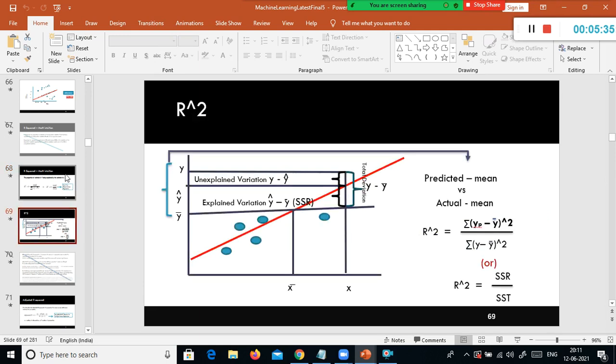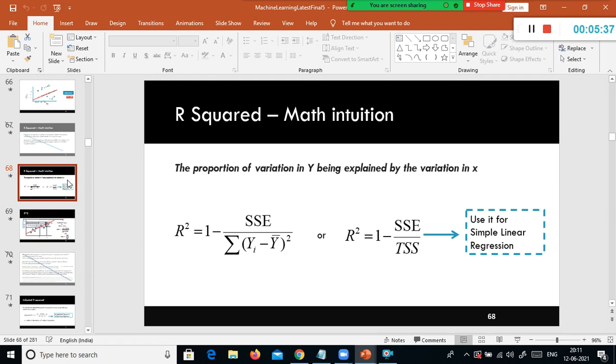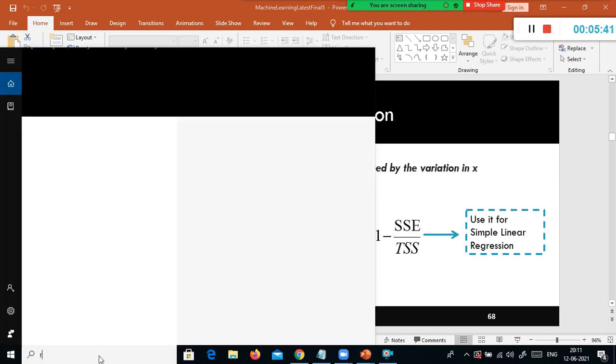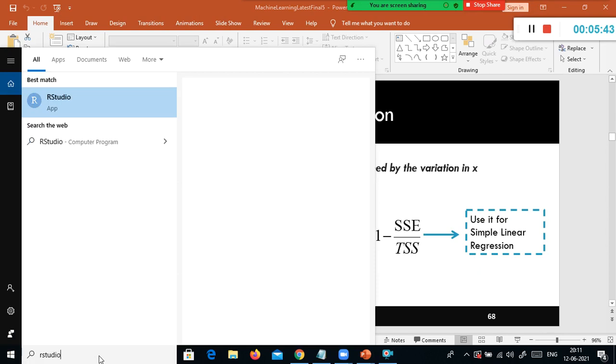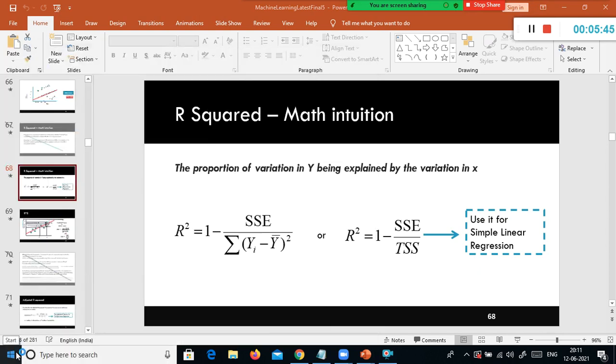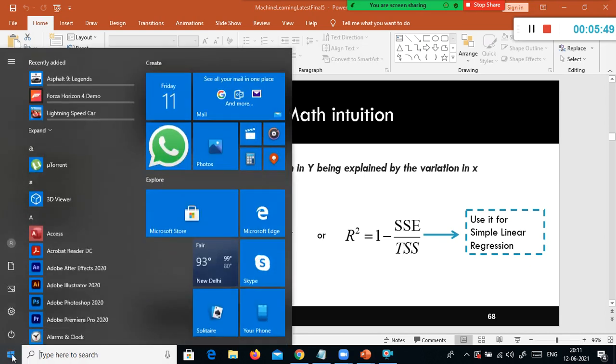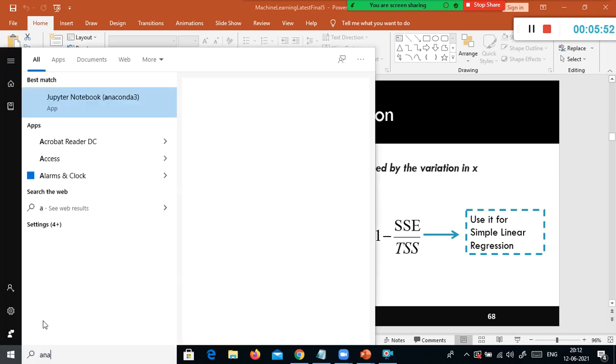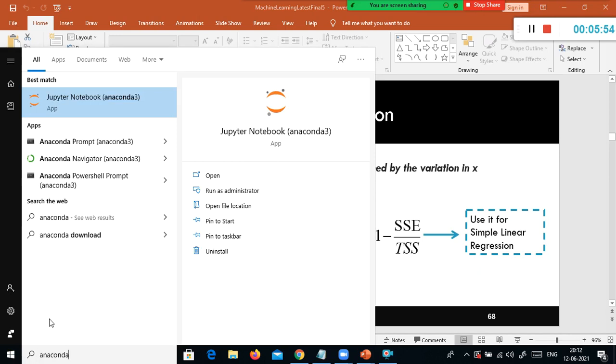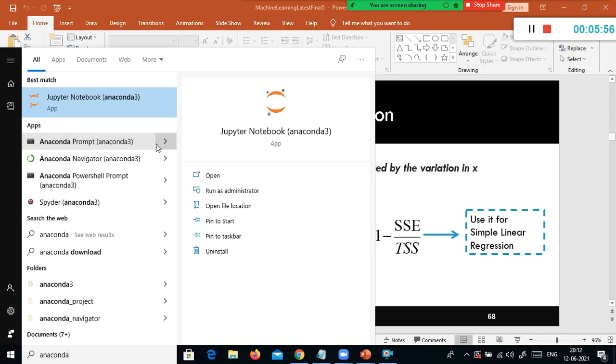First of all, let's try to understand what exactly R squared is all about. In R Studio, I showed you, right? Even in Anaconda also, I showed you the R squared value, especially when we use the statsmodels package.